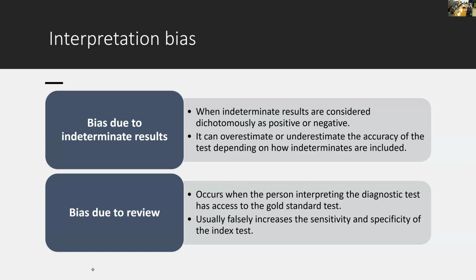Now we can also have bias when we are interpreting the result. Same way, when you're interpreting and you see an indeterminate result, you can dichotomously label it as positive or negative. So based on how you categorize it, you can have bias. Second thing is the reviewer bias. Suppose I'm looking at the result of an index test, but I already know what the reference standard was, then I'm already biased towards the result.